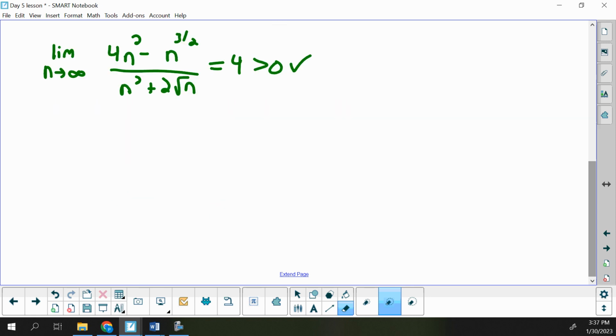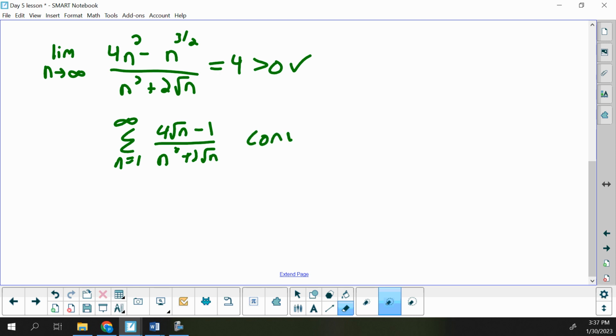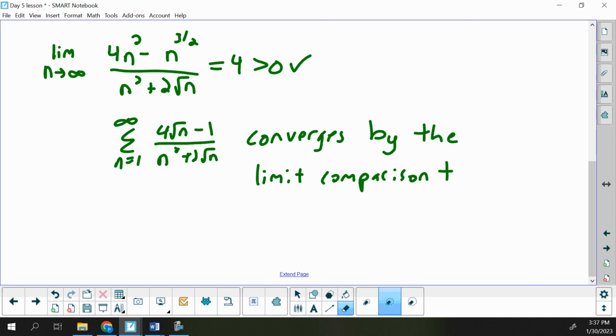So we're ready to write our conclusion now. We can say that the sum, n equals 1 to infinity of 4 square root of n minus 1 over n squared plus 2 square root of n, converges by the limit comparison test.